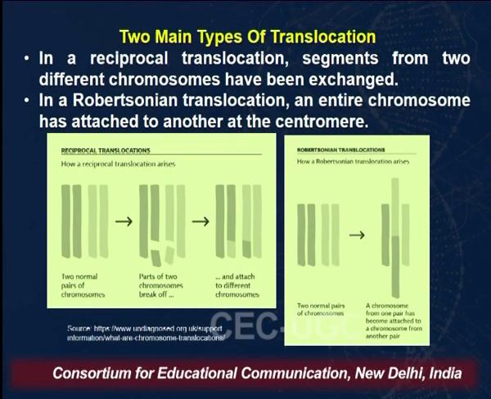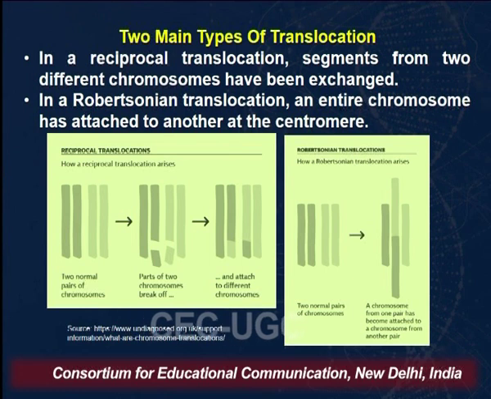Now, there are two main types of translocations. One is called reciprocal translocation, the other one is called Robertsonian translocation. In the reciprocal translocation, segments from two different chromosomes have been exchanged.